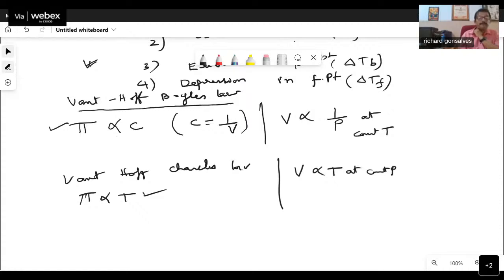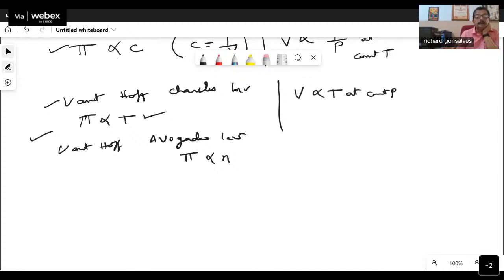Now, what is Van 't Hoff's Avogadro law? Here it says osmotic pressure of a dilute solution is directly proportional to the number of moles, where n is the number of moles present in the solution. Therefore, if you club first Van 't Hoff's Boyle's law, second Van 't Hoff's Charles law, third Van 't Hoff's Avogadro law, it will become your combined ideal equation.